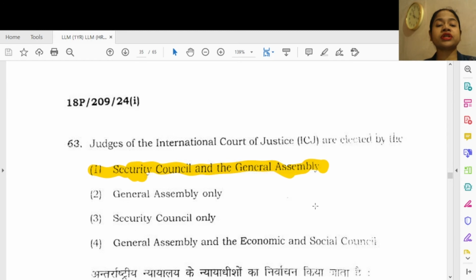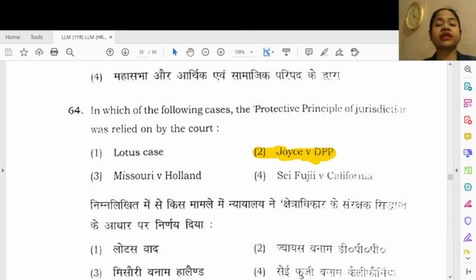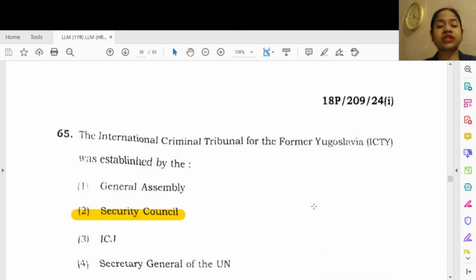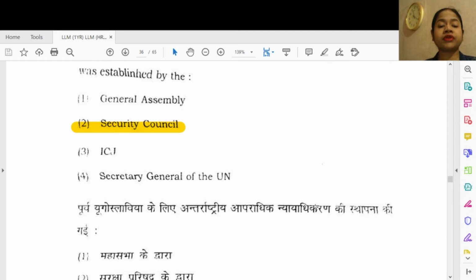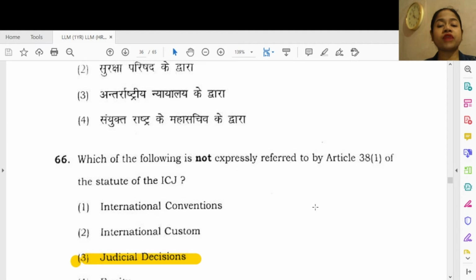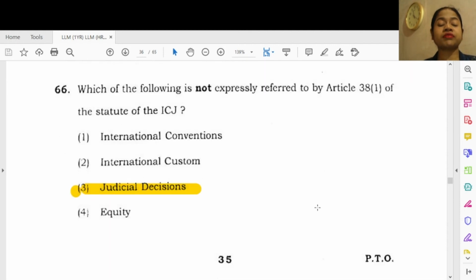Question number 63. Judges of the International Court of Justice are elected by option number 1, Security Council and the General Assembly. 64. In which of the following cases the protective principle of jurisdiction was relied on by the court? This is option number 2, Joyce versus DPP. Question number 65. The International Criminal Tribunal for the former Yugoslavia was established by option number 2, Security Council. Question number 66. Which of the following is not expressly referred to by Article 38 Clause 1 of the Statute of the ICJ? This is option number 3, judicial decisions, because judicial decisions are the subsidiary means of law.